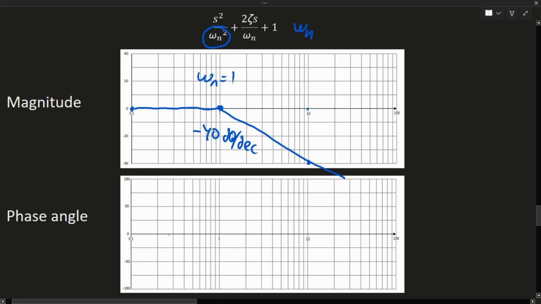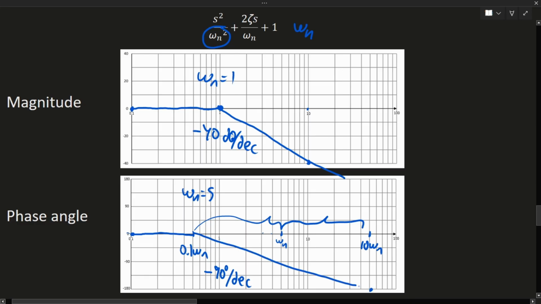For the phase angle, it's the same principle. Let's say here the natural frequency is, I don't know, 5. 2, 3, 4, 5. You're going to take the tenth of it, 1, 2, 3, 4, 5, 0.1. It's going to be 0 up until that point, and then it's going to decrease at a rate of negative 90 degrees per decade. And since there are 2 decades here, by the time it reaches 10 times the natural frequency, it's going to be negative 180 degrees. Beyond this, it just continues a straight line.